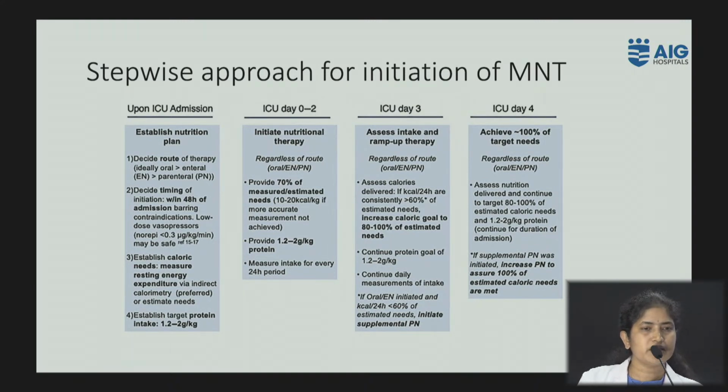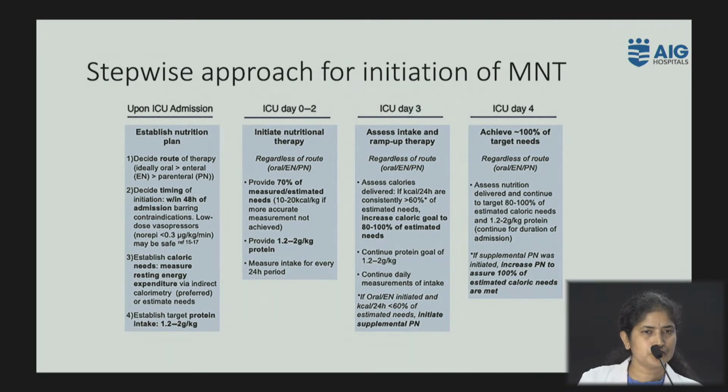And we establish their caloric needs. We measure the resting energy expenditure via indirect calorimetry. But the downside of indirect calorimetry is that we cannot apply it to unstable patients. That's the problem that we have with this. And we also establish the protein requirements.